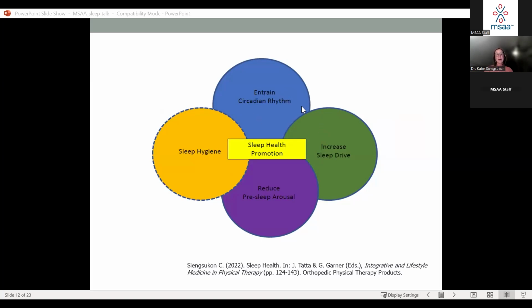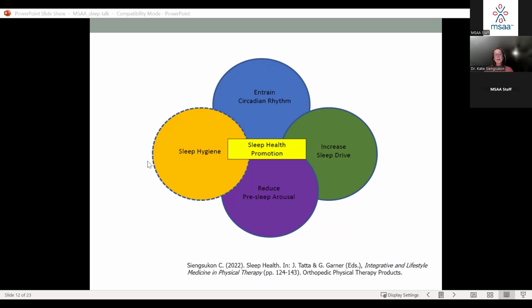And so we've already talked about we want to entrain circadian rhythm. We also want to increase sleep drive. Another important piece, though, is to make sure that we're reducing pre-sleep arousal, or reducing stress is another way to think about it. Because you can have a really strong circadian rhythm, you can have a really high sleep drive, but if your sympathetic nervous system, if your fight or flight system is really active, it disrupts the ability of those sleep systems to work and to do their thing. So we focus a lot on reducing pre-sleep arousal, again, reducing stress.